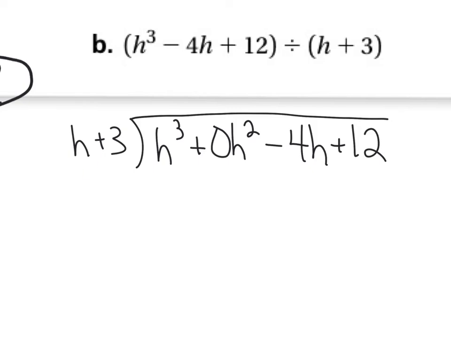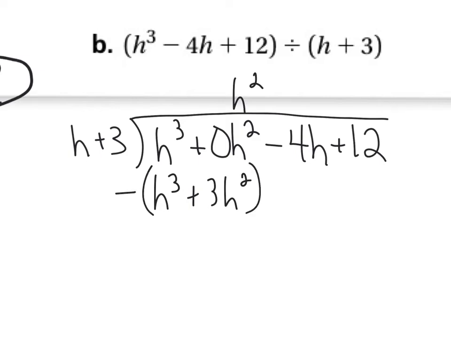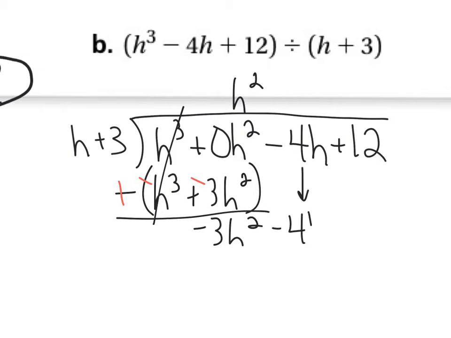So to start out on this problem, we've got the h on the outside, we got h cubed on the inside. So we need h times what to get h cubed? And the answer would be h squared. We'll go ahead and put that above our h squared term. When you distribute that, that would be h cubed plus 3h squared. We're going to subtract. We're going to add the opposites here. So first part's going to cancel. We've got negative 3h squared. And then we bring down the next term as minus 4h.